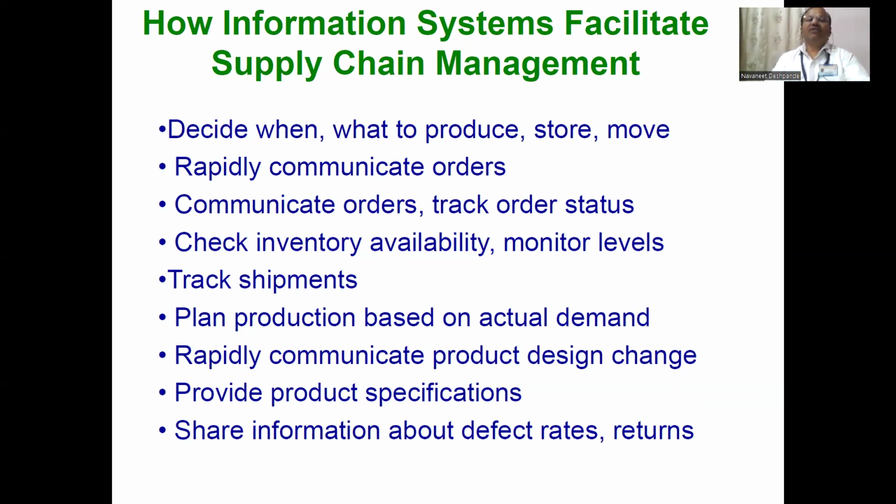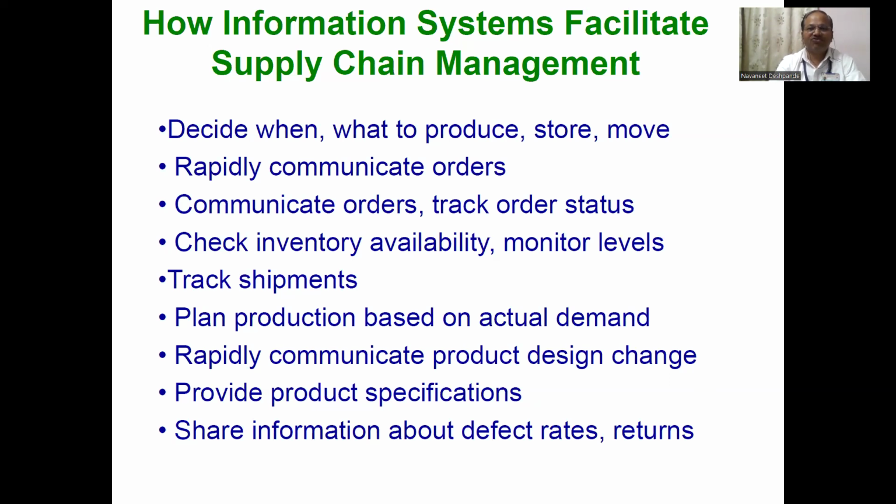This requires that rapid communication of the orders takes place, and communication on order and tracking of the order status is essentially met on a real-time basis. Checking of inventory availability, monitoring the levels, alongside the tracking of the shipments is essential, which will have the effect once these two systems will be congruent enough and synchronized enough. And this will lead to planned production based on actual demand.